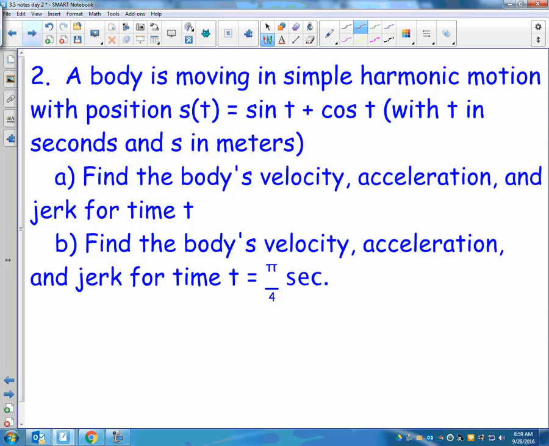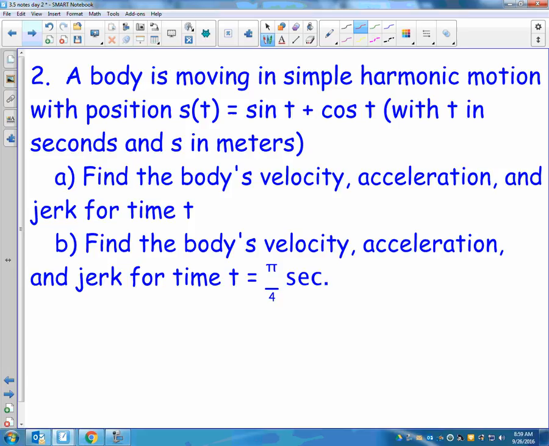So here we go. A body is moving in simple harmonic motion with the position s equals sine of t plus cosine of t, where t is in seconds and s is in meters. Find the velocity, acceleration, and jerk, and then find the velocity, acceleration, and jerk at pi/4 seconds. We can do both at the same time if you want, or we can do them separately, whatever you want to do. Some good old trig values.